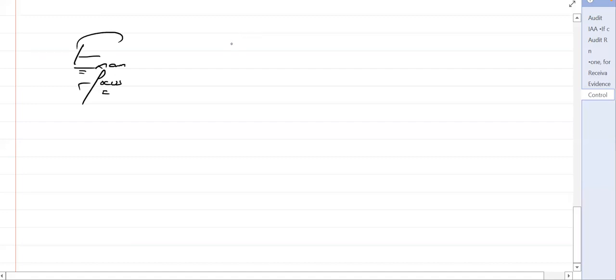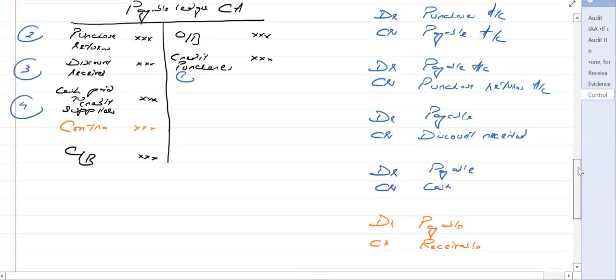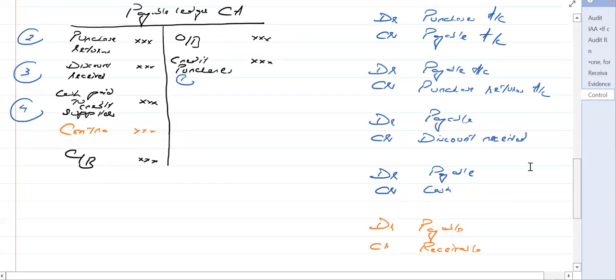In the exam, the first part may be regarding the balancing figure. It can be anything. For example, the examiner will give you data related to the payable ledger control account. They give you the opening balance, the closing balance, the purchase returns, and the discount received, and they ask you what is the amount of the credit purchases.